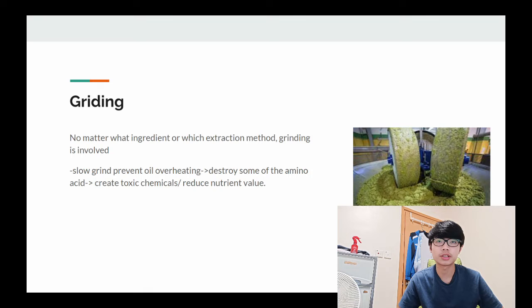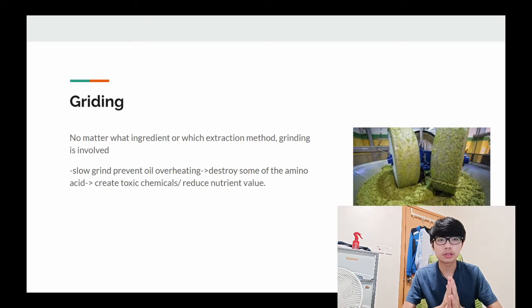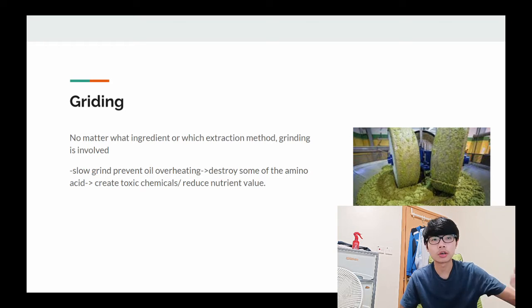The first process is grinding. No matter which ingredient or which extraction method you use, grinding is involved. Slow grinding will prevent the oil from overheating. We all know physics tells us that when pressure increases, the temperature will also increase. That's why we need slow grinding. If the oil gets overheated, it will destroy some of the amino acids inside, which can possibly create toxic chemicals and reduce the nutritional value of the oil.